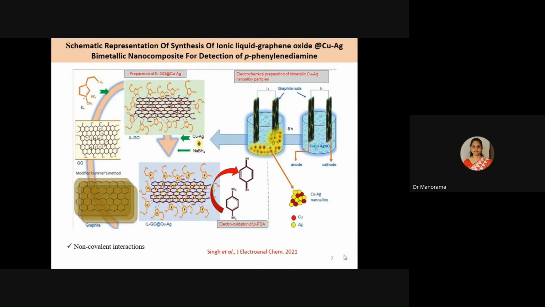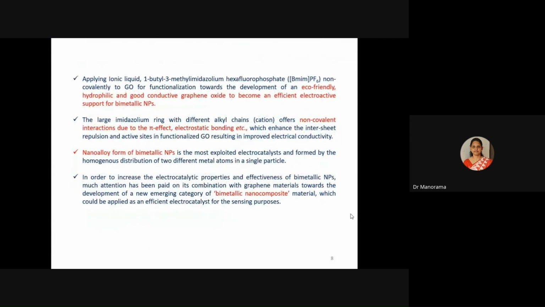For the preparation of the nanocomposite material, I first functionalized the graphene oxide with an ionic liquid, and then combined it with an electrochemically prepared copper-silver bimetallic nanocomposite. You can see the preparation method here. This nanocomposite material has been formed as a film on the electrode, and then the electrode has been utilized for the electrochemical sensor, and we have used an electrochemical workstation for these electrochemical studies.